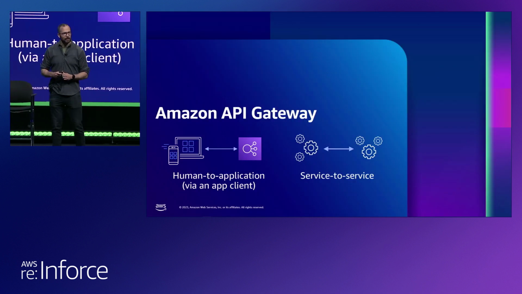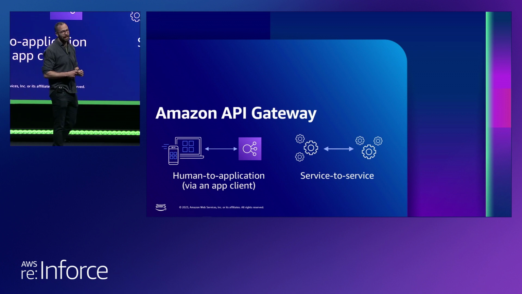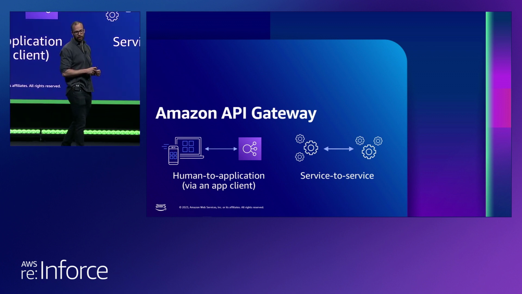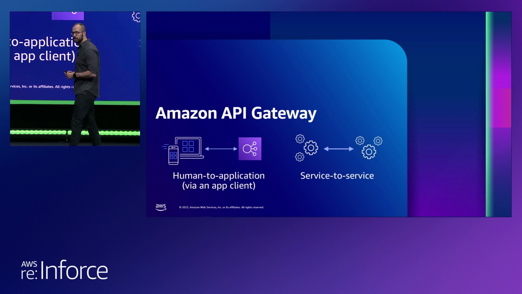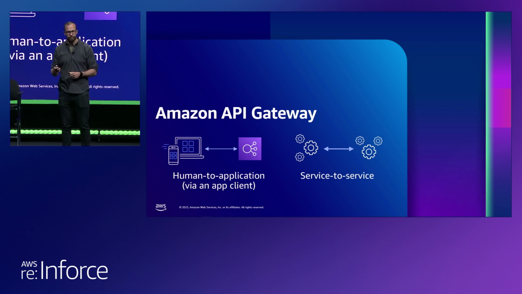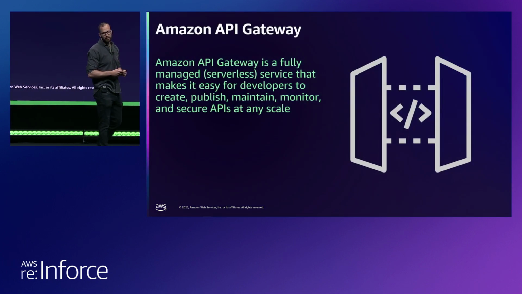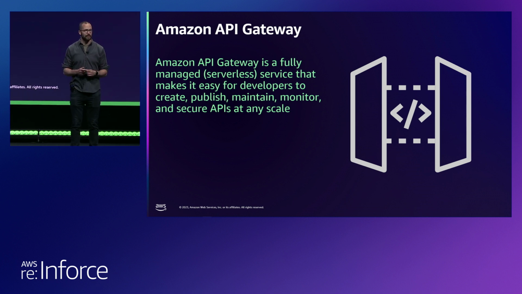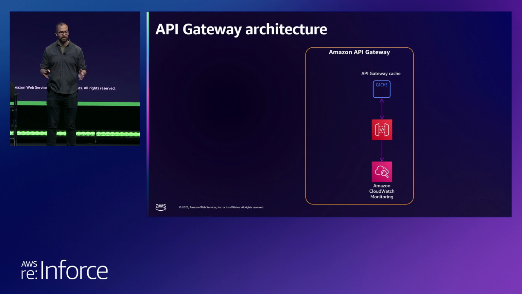Okay, so let's move a little bit away from the human-to-application use cases, although Amazon API Gateway also supports that use case as long as the client on the end user side can connect to the Amazon API Gateway. But the use case that's more common here is service-to-service communication. Amazon API Gateway allows developers to build their APIs at scale, deploy them, and centralize access to them through a single service. If we look at the API Gateway architecture, API Gateway itself lives in the region. It doesn't live inside a VPC.